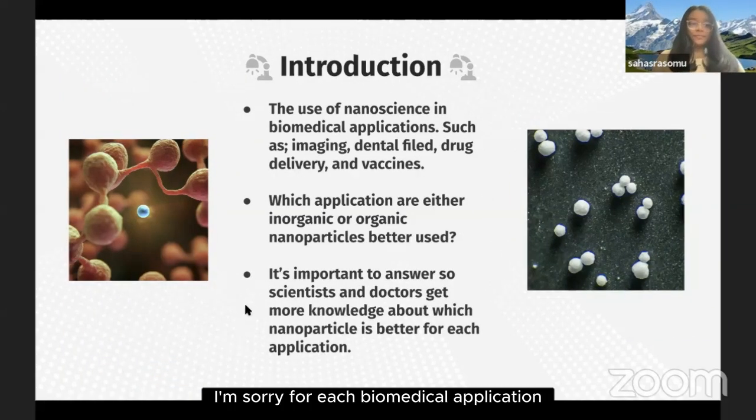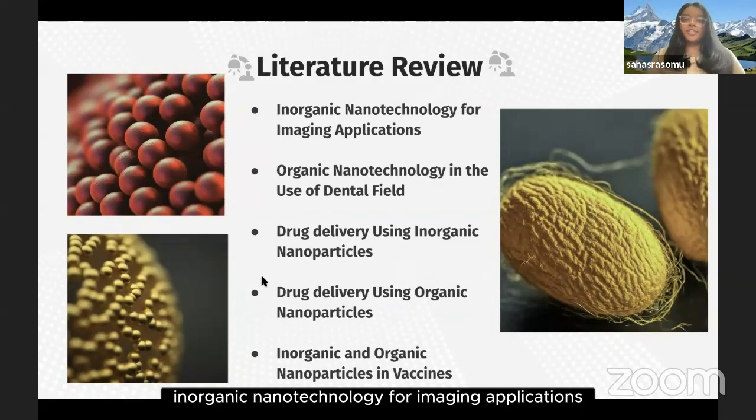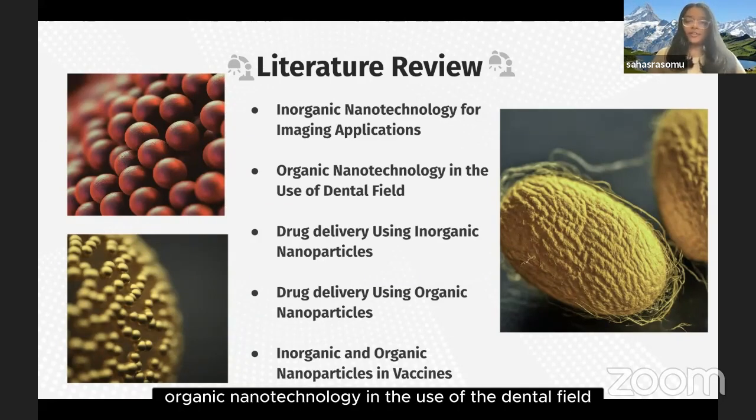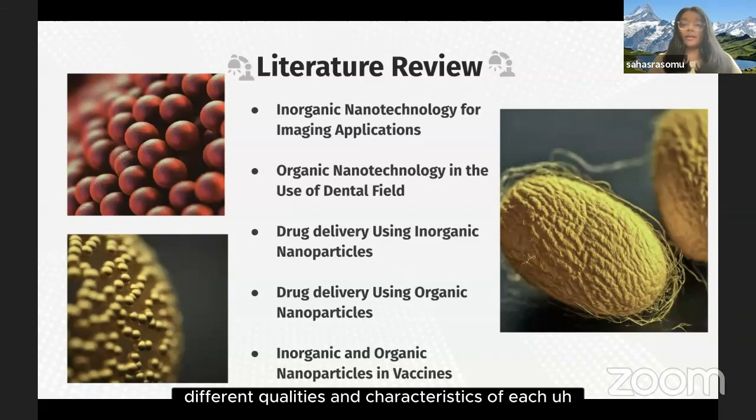biomedical application. For my literature review, I had several topics such as inorganic nanotechnology for imaging applications, organic nanotechnology in the use of the dental field, drug delivery using inorganic nanoparticles, and drug delivery using organic nanoparticles. I also talked about inorganic and organic nanoparticles in vaccines. So to evaluate each nanoparticle in these settings, I researched different qualities and characteristics of each nanoparticle, and I wanted to see which one was the best fit.